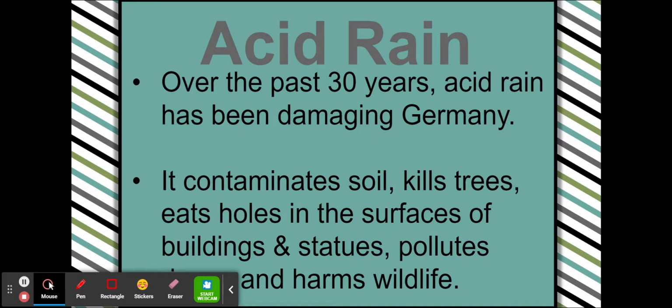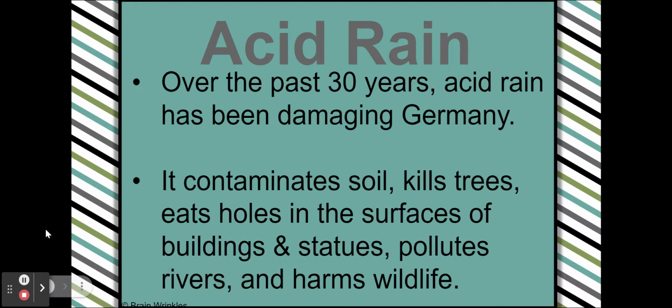Basically, guys, over the last 30 years, officials in Germany have started noticing massive decreases in their outputs, especially in their lumber production in the Black Forest. So they started looking at what was causing this issue, and they started seeing that there was a very high level of acid in the rain around Germany. Basically, guys, what they started seeing is the fact that it's contaminating soil, which then ends up killing trees. It actually eats off the surface of buildings and statues, and it's just overall harmful to wildlife.